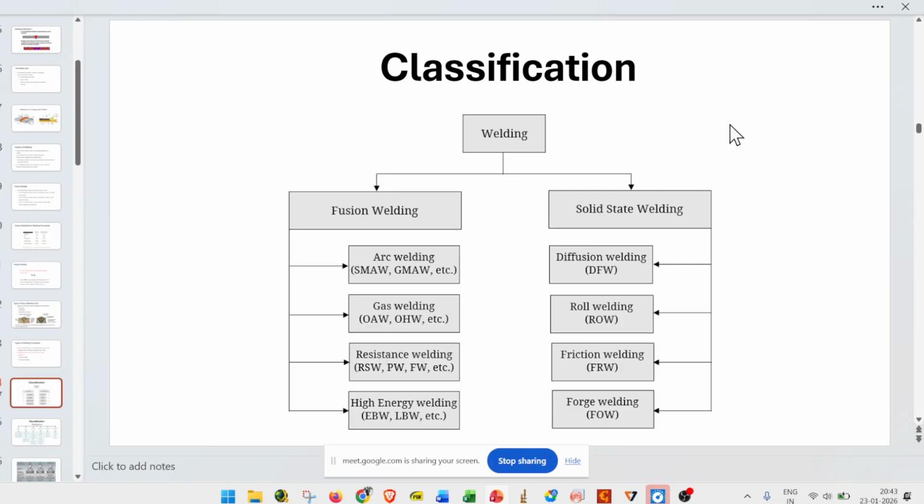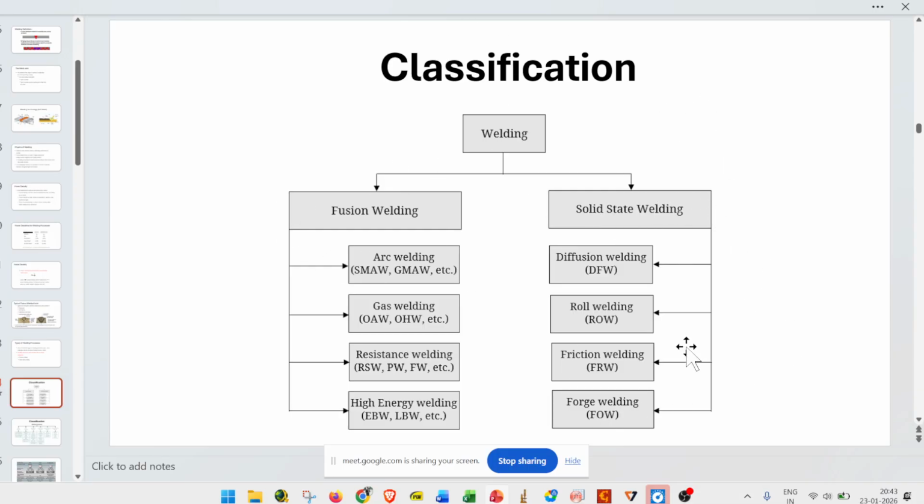The fourth one is high energy welding. Here we use electron beam welding and laser welding, where we use very high power density electromagnetic radiation to melt the materials. In the case of electron beam welding, we use electron beams as the heat source, and in the case of laser welding, we use a laser power source as the heat source.